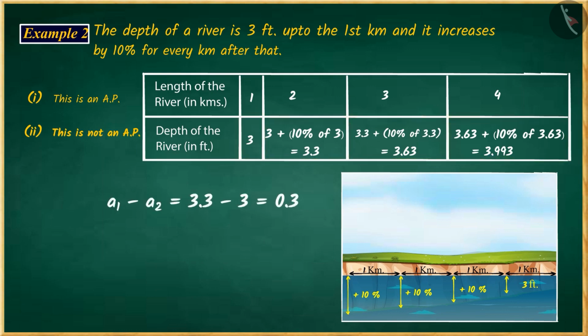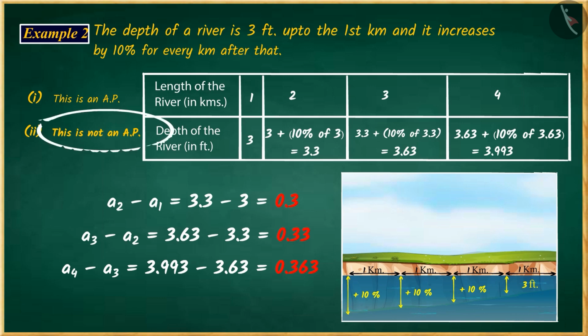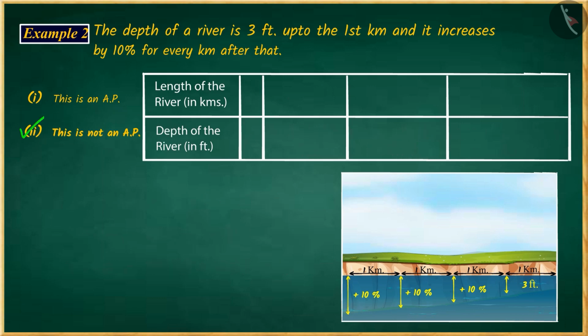When we find the difference between the 2 consecutive terms of this series, we find that this difference is not the same. Hence, this series is not an arithmetic progression. So, option 2 is the correct answer.